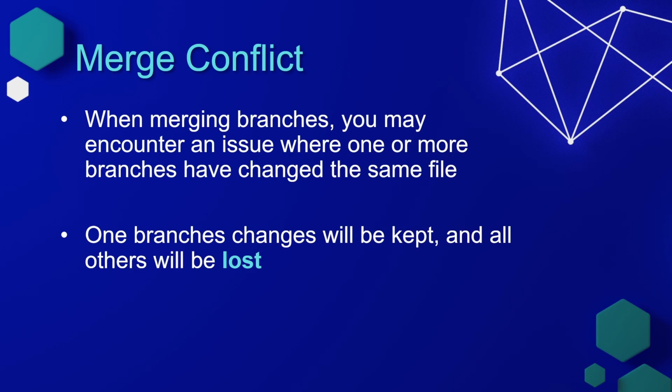And this is that when we're trying to merge branches, you can encounter an issue where one or more branches have changed the same file. So if two people are working on the same thing and they both try to do their merge, then it's going to result in a conflict where GitHub is saying this change has happened two different ways on two different branches, and it's going to throw up a conflict. And one thing to be aware of, and why you want to try to mitigate this as much as possible, is that when this happens, one person's changes are going to be kept and the other person's changes are more than likely going to be lost.